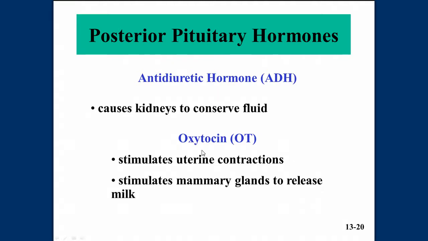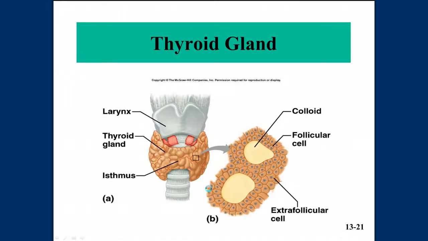Oxytocin, along with prolactin, helps to stimulate the mammary glands to release their milk. Prolactin produces the milk, and oxytocin helps in the release of the milk. Okay, we're going to stop here, and we'll pick up with the thyroid gland the next time around.